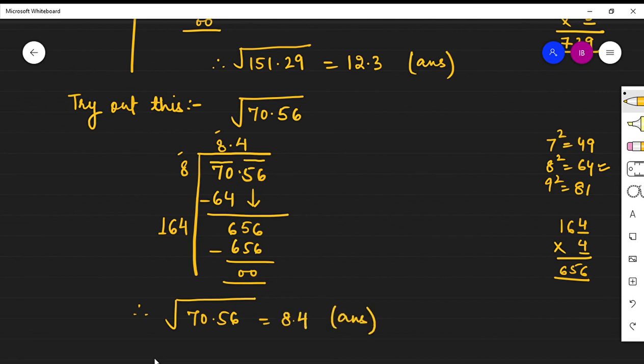If you have not, it's okay. You will surely get this answer by little more practice. Hope the concept is clear to you.